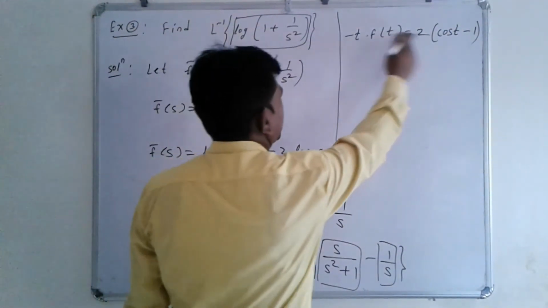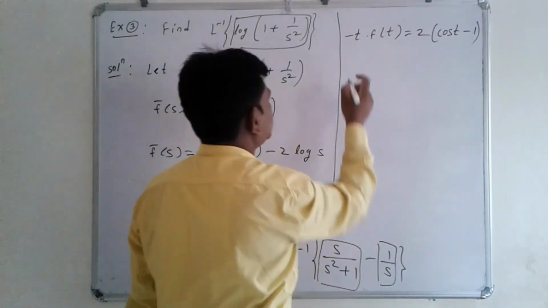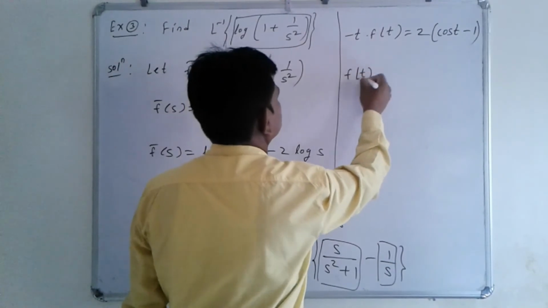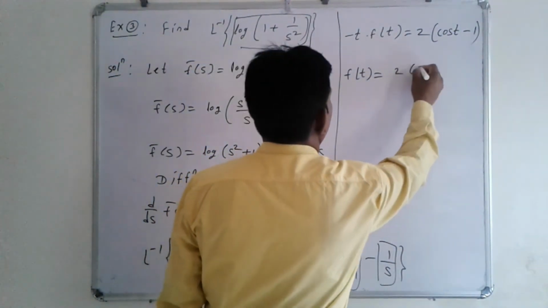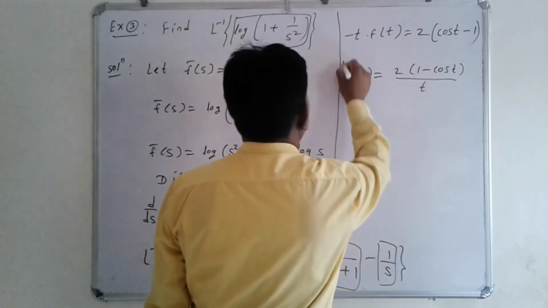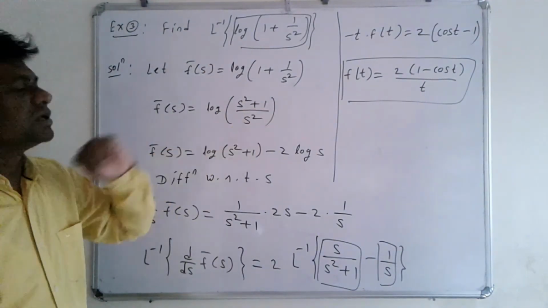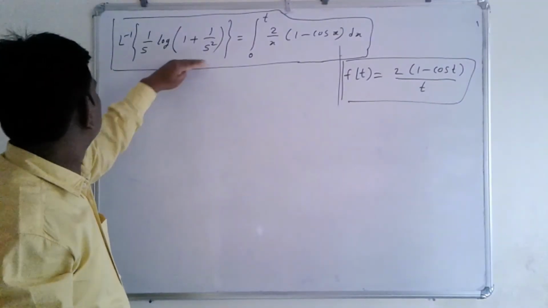The inverse of 1 by s, answer is 1. Now multiplying this whole equation by minus 1 and dividing by t, the f of t is equal to 2 times 1 minus cos t upon t. So this is the f of t, means required function. Now we prove the second part.